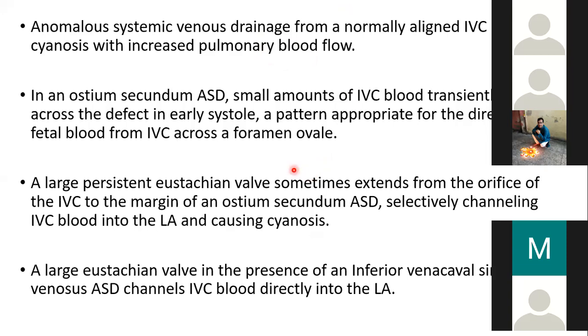So this is the same thing which I told you. The IVC blood is preferentially directed into the LA due to the presence of the eustachian valve. So in a patient with ostium secondary ASD, it directs the blood, as in the fetal population also, across the PF foramen over into the left atrium.